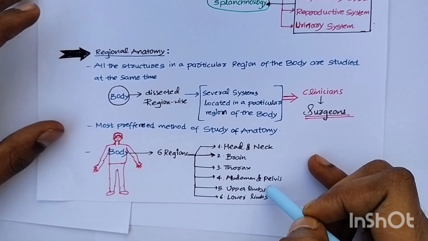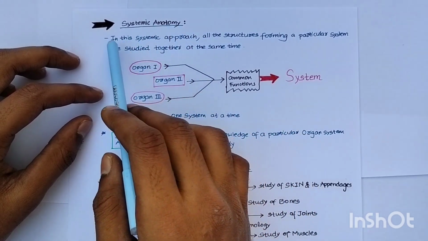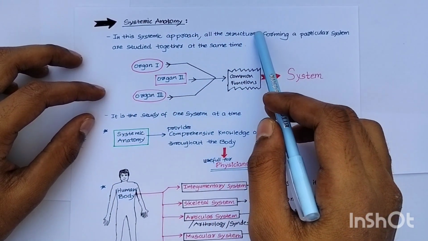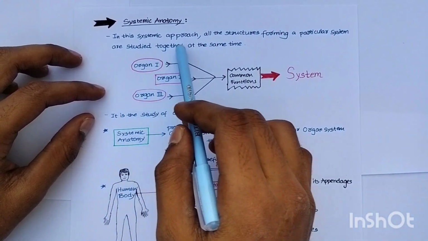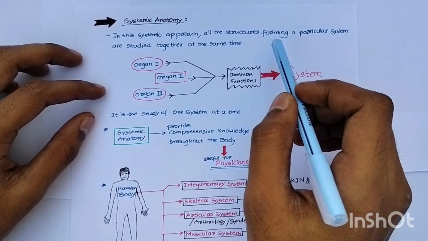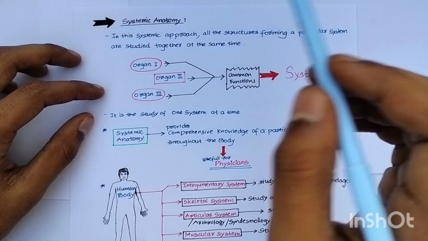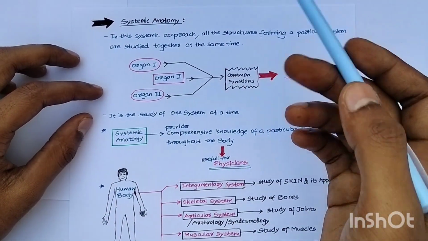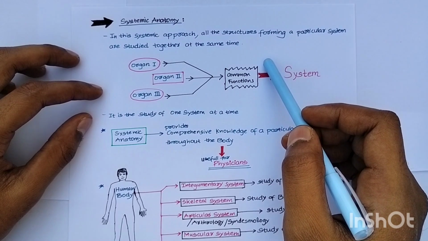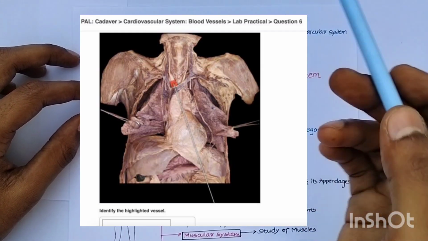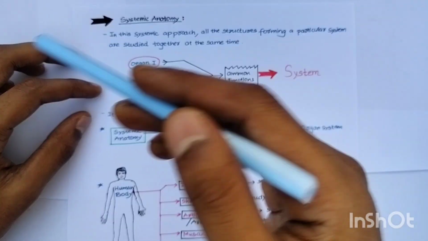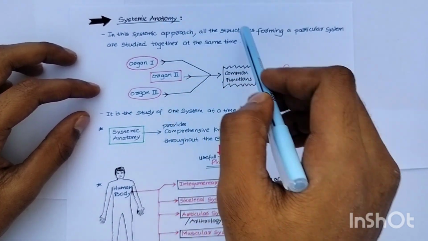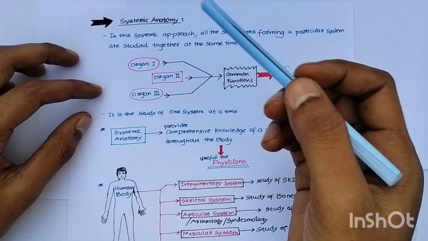In the systemic approach, all the structures forming a particular system are studied together at a time. Only a particular system we study, like the nervous system through the whole body, the muscular system through the whole body, the blood vascular system through the whole body. In the systemic approach, we don't include many systems, only a single system is studied in depth.